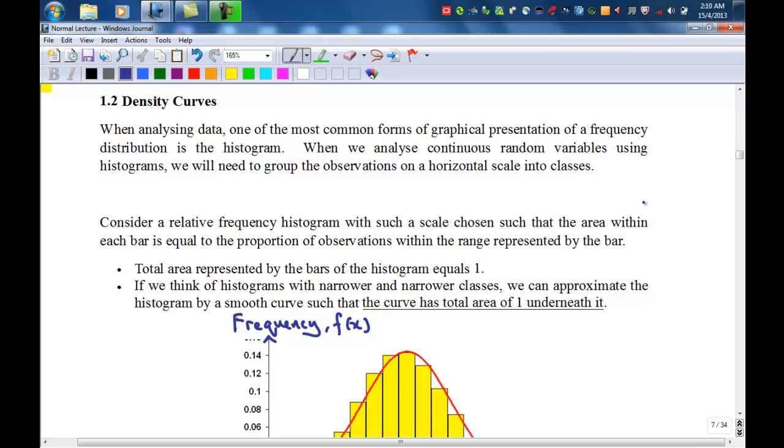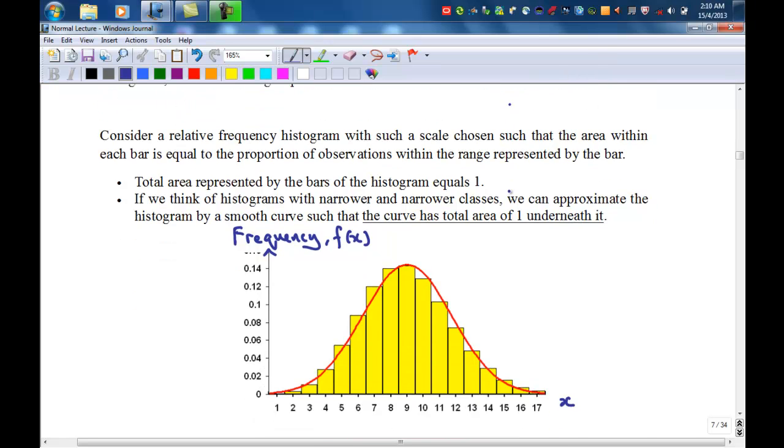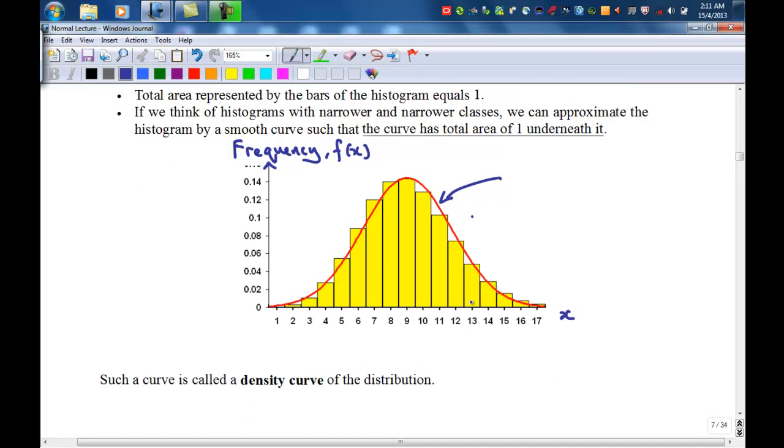In your notes, you see a relative frequency histogram, the one in yellow here. Now, if we imagine that each bar has a very small breadth, then we can approximate the histogram by a smooth curve. The one in red in your diagram is the smooth curve that I'm talking about. This curve is what we call the density curve of the distribution.